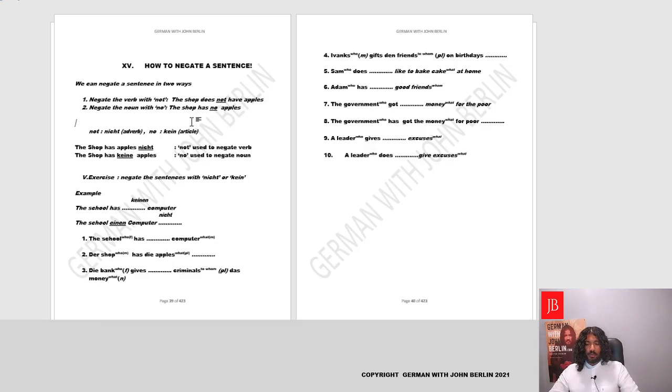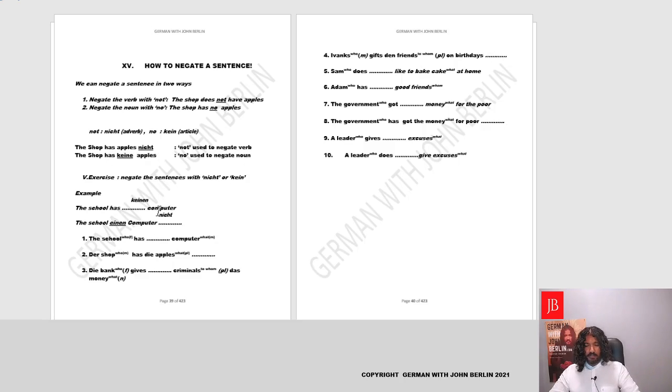So we already know what is no in German. We learned it. It's kein, negative article. What is not in German? Not in German is nicht. It's an adverb. Perfect. So if I want to say the shop does not have apples, it'll be the shop has apples nicht. If I say the shop has no apples, the shop has keine apples. All right. So here are some examples.